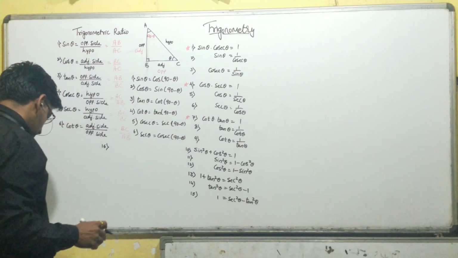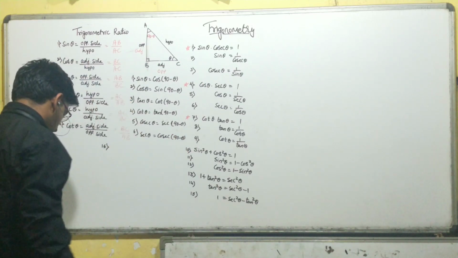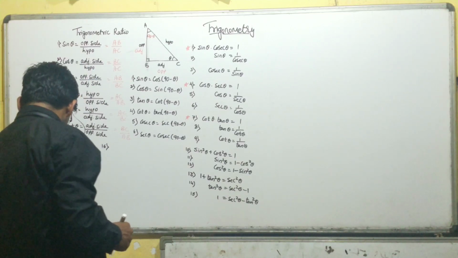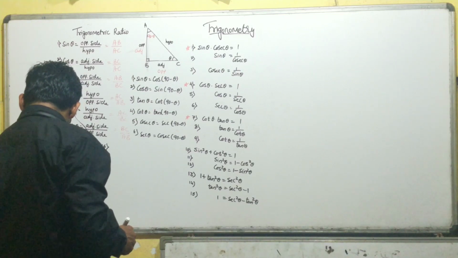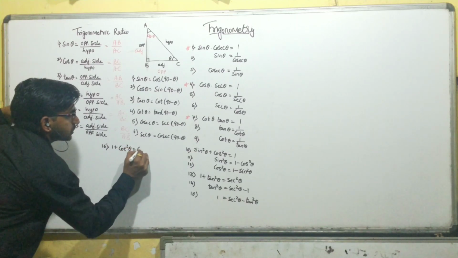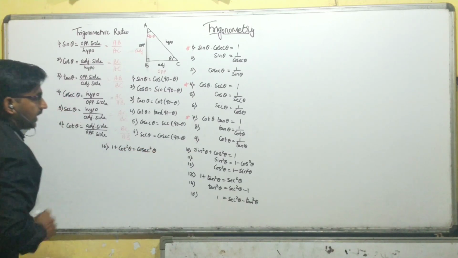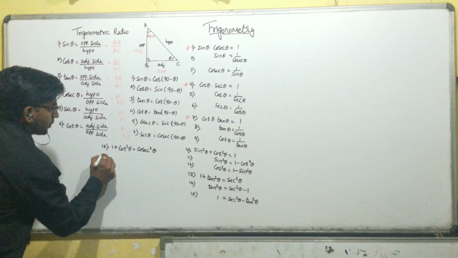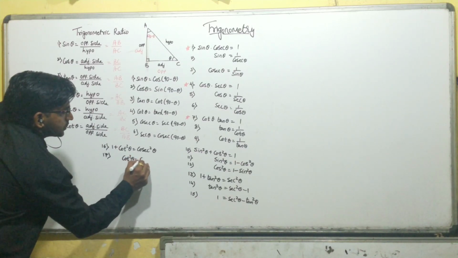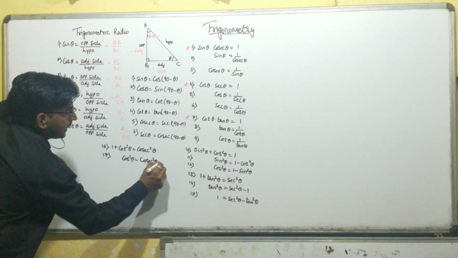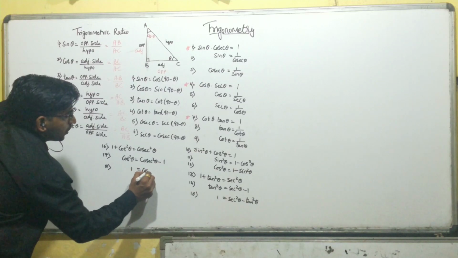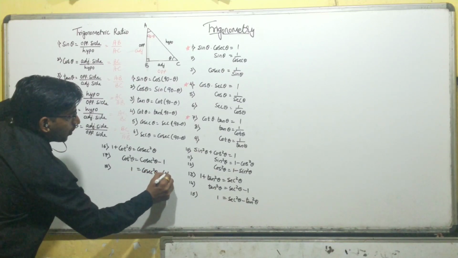Sec we have already done, so we are left with only tan, cot and cosec. So for that, okay, that is 1 plus cot square theta is equal to cosec square theta. Here also we can deal with this only, like this only. 17th will be cot square theta is equal to cosec square theta minus 1, or 1 is equal to cosec square theta minus cot square theta.